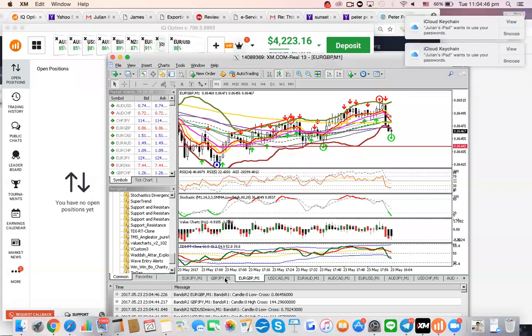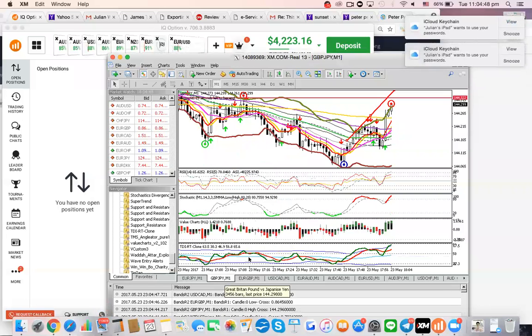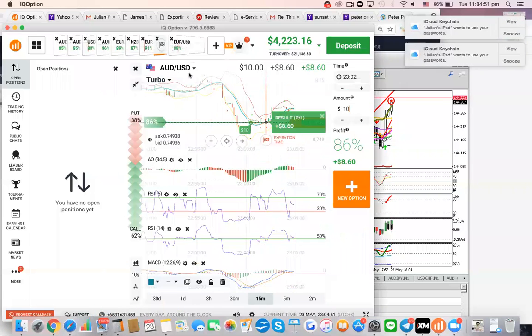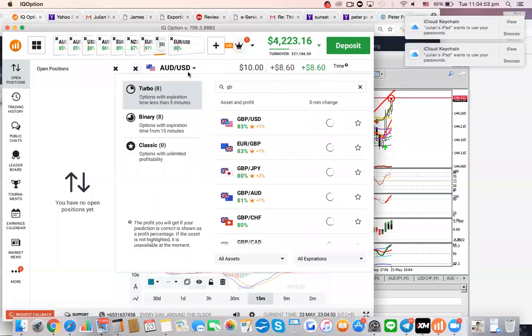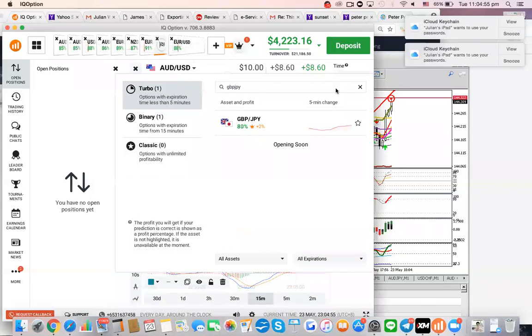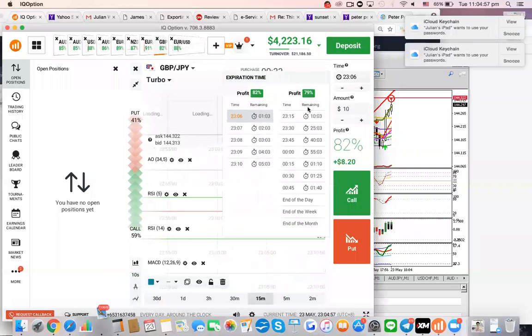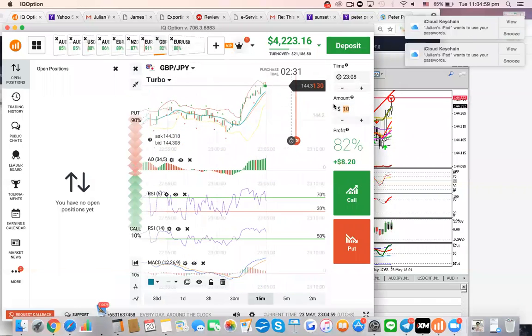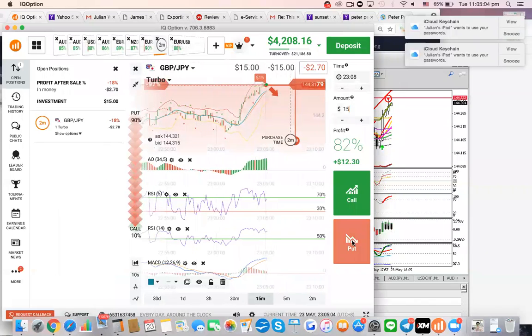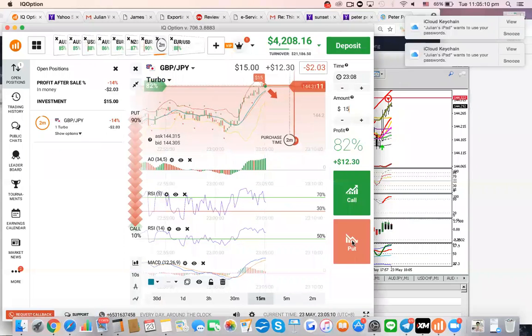Okay, GJ is almost there. GJ is almost there, and let's just take it for 3 minutes. Shit! Why is it going down already? Missed the best price. Hope this works.